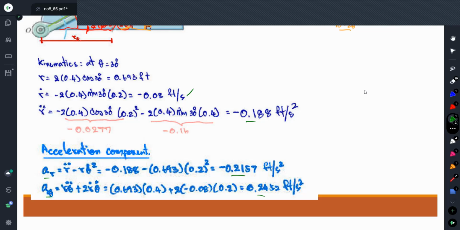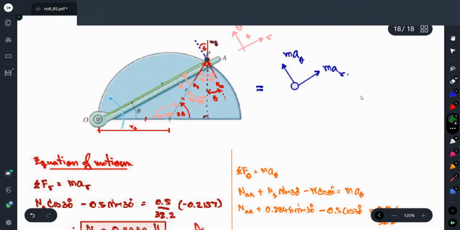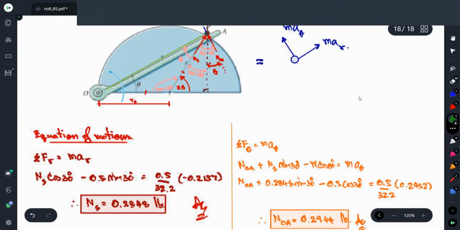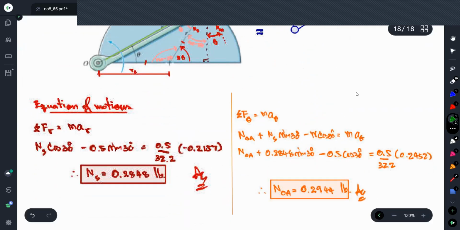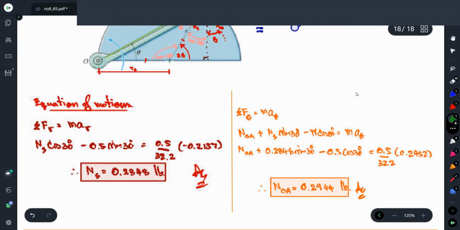We have two components now, and we go back to consider the equation of motion in the r and theta directions again. Substituting each value that we already determined into the equation, we can solve for the normal forces NS and NOA, which become 0.2808 pounds and 0.29 pounds respectively. So that completes this problem.